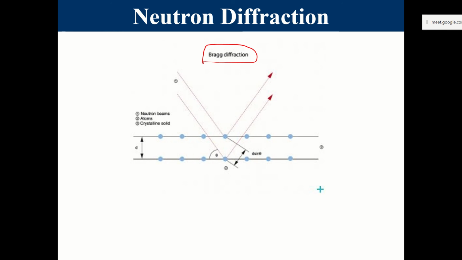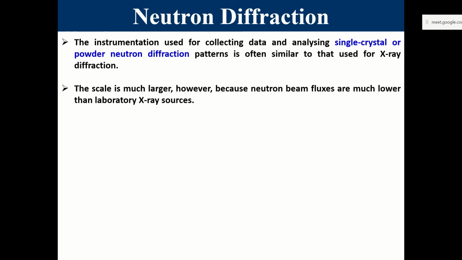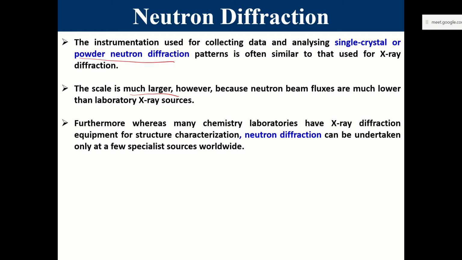So lambda must be on the order of separation between the atoms in the crystal. The instrumentation used is similar to what we did, and the pattern that will be obtained will also be similar for neutron diffraction. However, the scale is much larger. That is to say, you can go to a much greater depth. If you have a very thick crystal, a layer by layer structure of different materials, that kind of structure can also be analyzed in a much better way, because penetration depth is good.